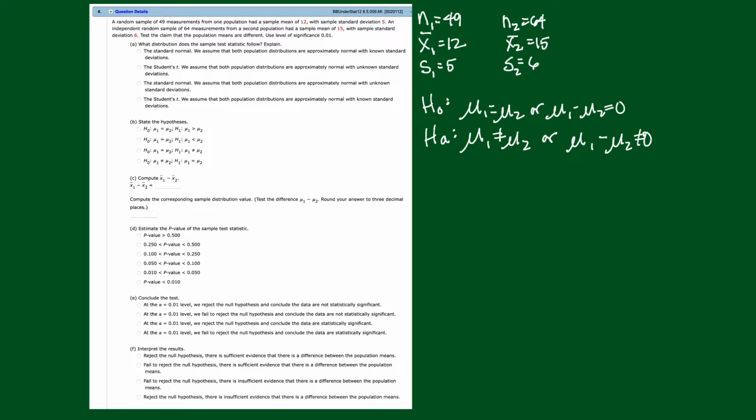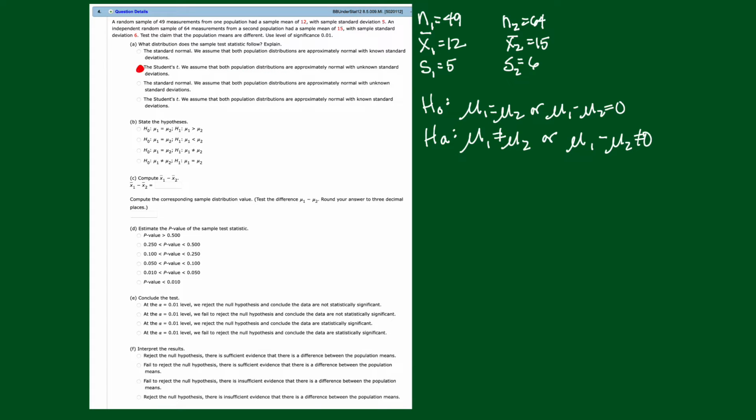So part A, what distribution does the sample test statistic follow? Well, let's see. We are given large samples, but we don't know the actual population standard deviations. So let's use a t-distribution. If we knew the actual sigmas, we could use the z, but we don't. Let's not use the normal. The student's t, we assume that both populations are approximately normal with unknown standard deviations. That's what we have. We have the statistics, but not the parameters. All right, so we're going to go with this one here.